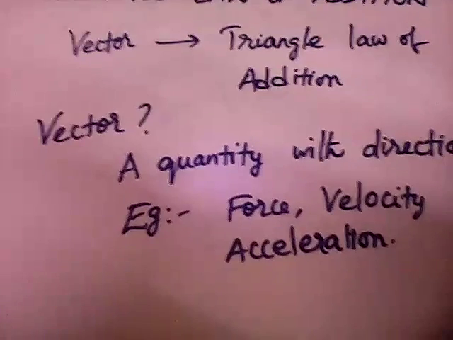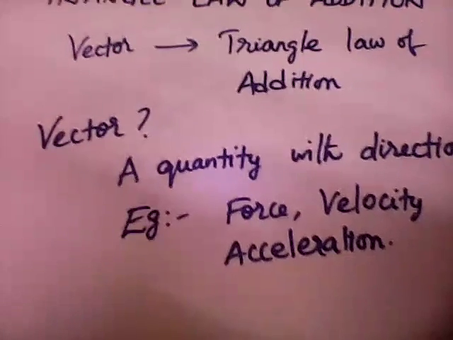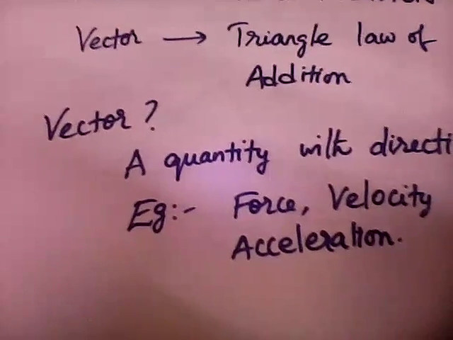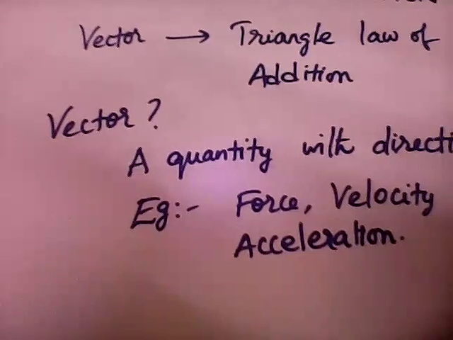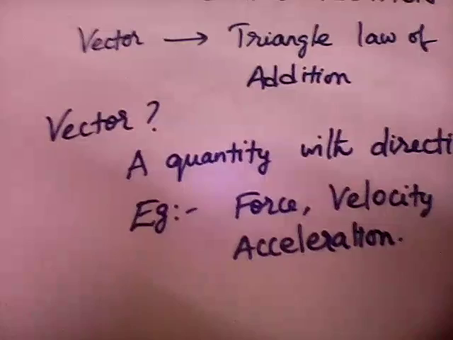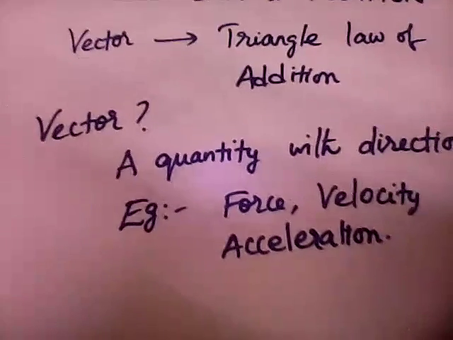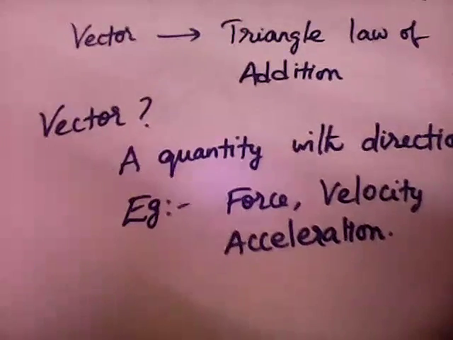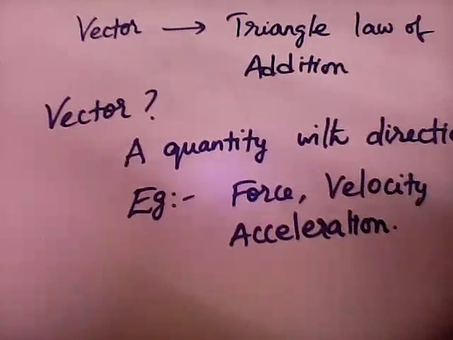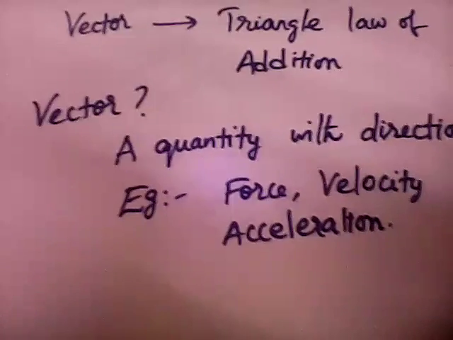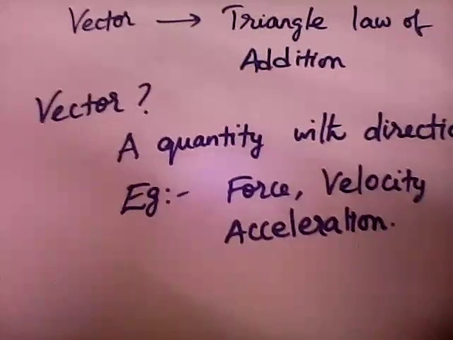So, these quantities have magnitude. For example, the force is measured in Newton, the velocity is measured in meter per second, and acceleration in meter per second square. So, these show the magnitude. Whereas if you take the force, if the force is applied towards north, it shows the direction north. So, that is an example for direction.